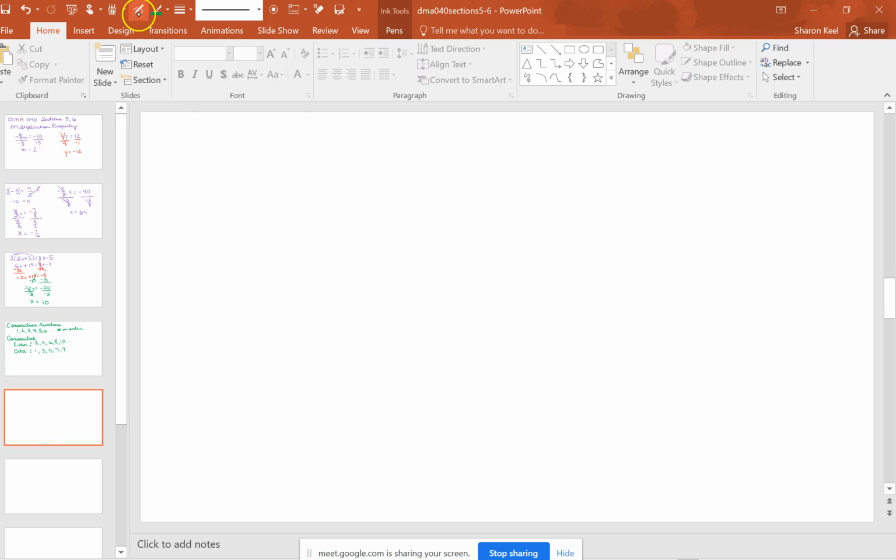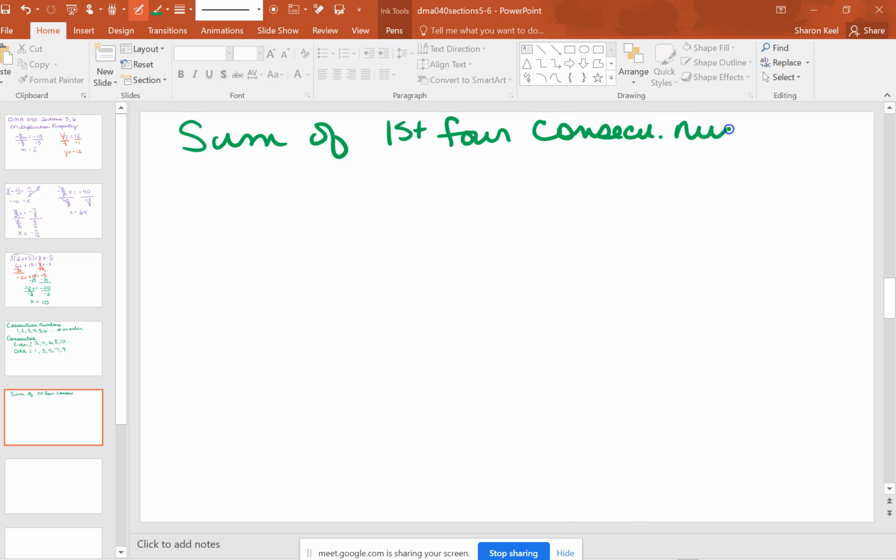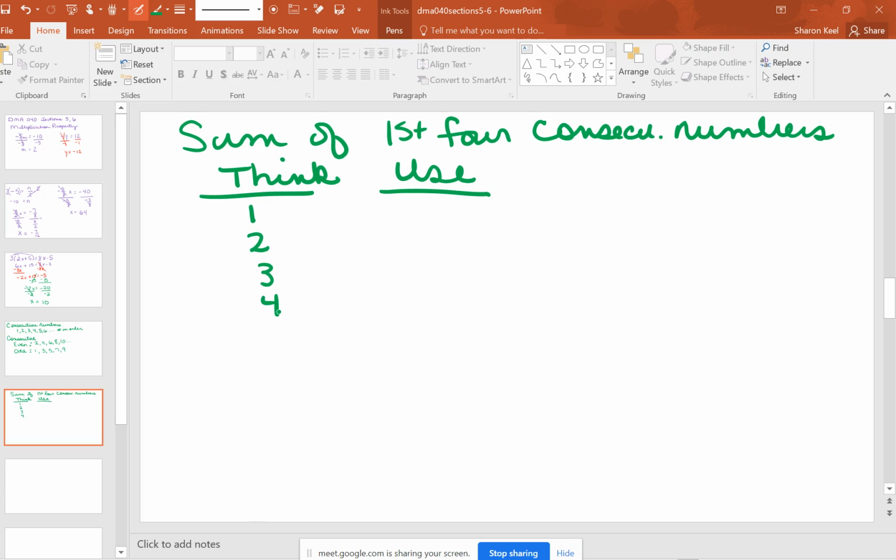I want to know the sum of the first 4 consecutive numbers. When I do a problem like this, I like to make 2 columns, a think and a use. The first 4 consecutive numbers would be 1, 2, 3, 4. So those are the numbers I'm thinking of. What are the first 4 consecutive numbers? For the smallest value, that's always going to be your variable x. And in this case, x is a 1.